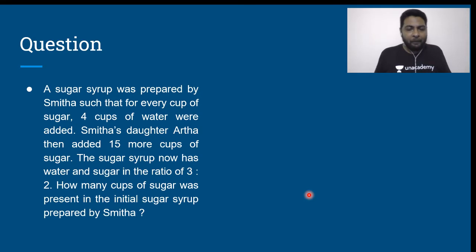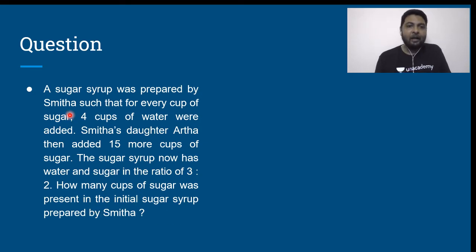I'll give you maybe a minute to think about it, and then I shall give you the solution. The question is as follows. A sugar syrup was prepared by Smita such that for every cup of sugar, 4 cups of water were added. Smita's daughter Artha then added 15 more cups of sugar. The sugar syrup now has water and sugar in the ratio of 3:2. How many cups of sugar were present in the initial sugar syrup prepared by Smita?